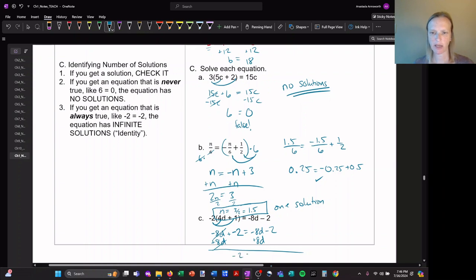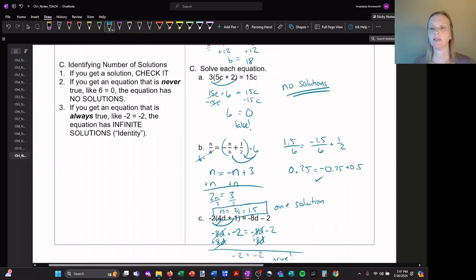On the left side, I'm just left with negative 2. My d's also cancel out on the right side, and I'm just left with negative 2. Look at this equation that I have here. This is just a true statement. It's not really an informative, helpful equation. It doesn't say d equals something. It's just negative 2 equals negative 2. This is a true statement. It's a statement that is always true.